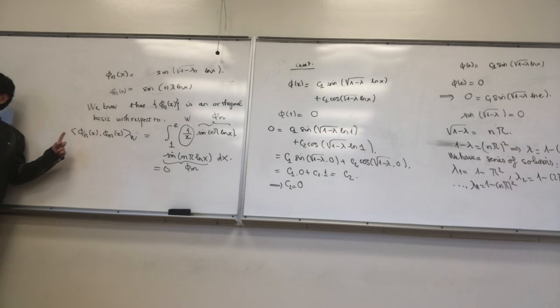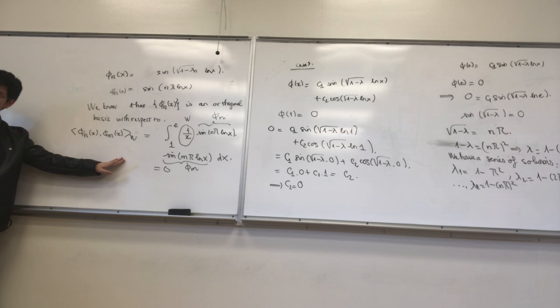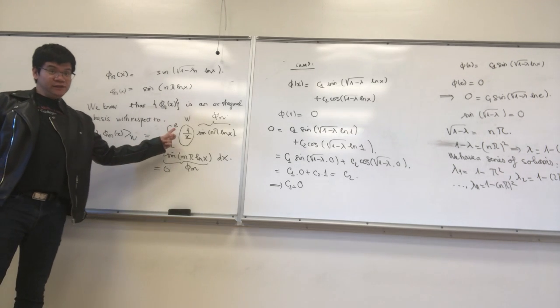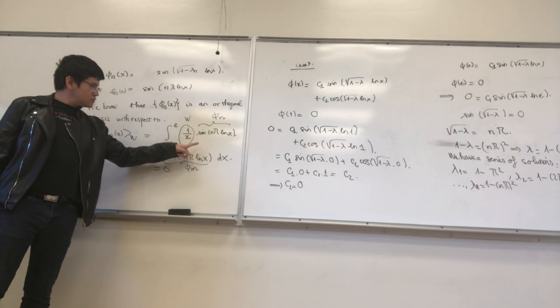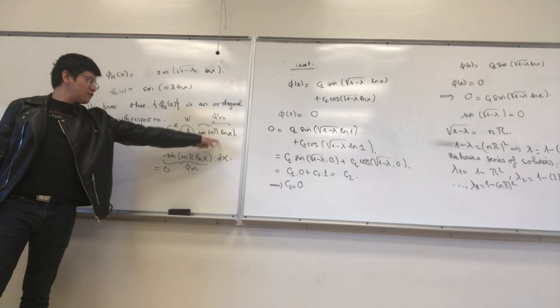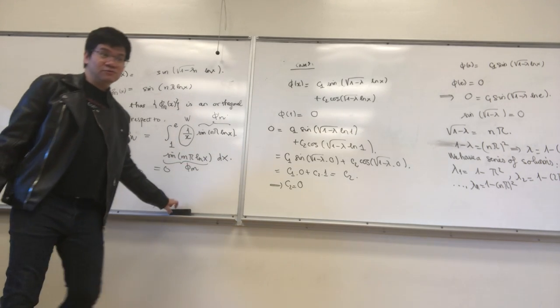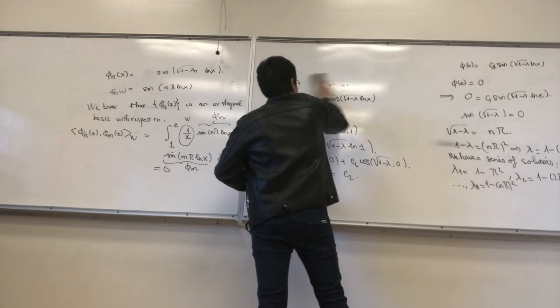We know from the beginning of the lecture that phi n and phi m are orthogonal with respect to this w, which means that when you integrate from 1 to e, you put 1 over x here, then multiply sinus of n pi log x and sinus of m pi log x dx, this is going to be 0. So this is something that we have to check.